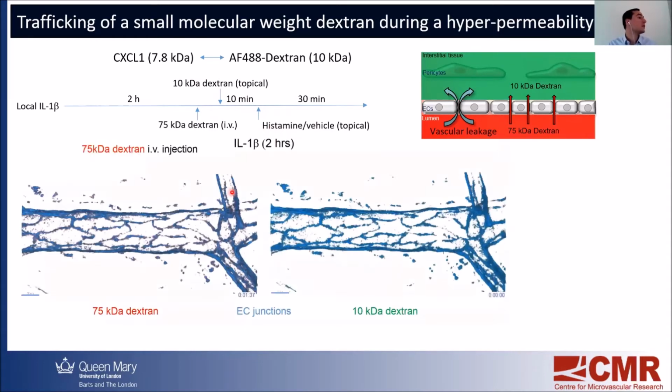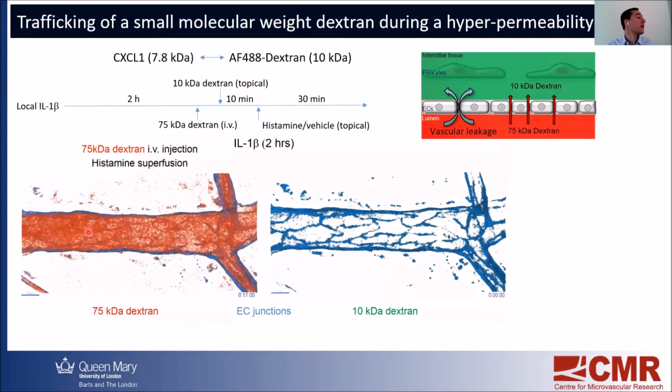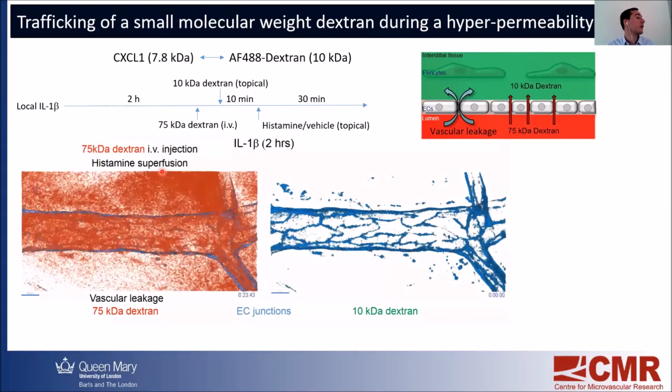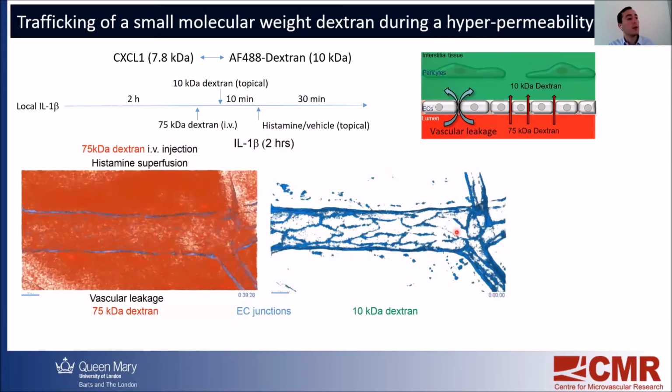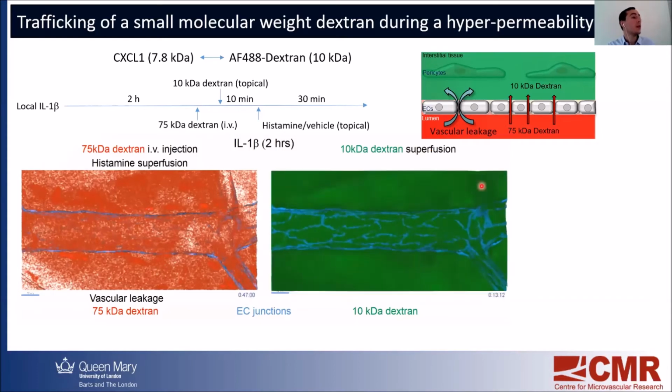So you can see on this video again the signal of the 75 kilodalton dextran injected IV. So it's retained inside the circulation. And as soon as we start to superfuse histamine on the cremaster, you can visualize very strong vascular leakage inside the tissue. This dextran is then slowly captured by perivascular cells. On the right side of the video, you can observe exactly the same postcapillary venules. And this time you will see the signal of the 10 kilodalton dextran. You can observe that as soon as we start to superfuse it, it fills rapidly the whole tissue. And you will observe very quickly that following histamine superfusion, the signal disappears very quickly.